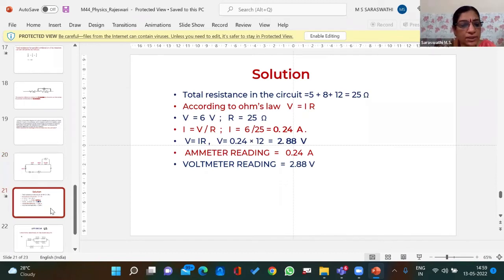How do you calculate the total resistance? Sum of all the individual resistors, which will give you 25 ohms. So I is equal to V by R. V is 6 volts, R is 25, I will be 6 by 25, 0.24 amps. We are asking you to find the voltage across the 12 ohms resistor. The same current is going to flow through the 12 ohms resistor also. So 0.24 into 12 will give you 2.88 volts. That is the voltage across the 12 ohms resistor. Clear?